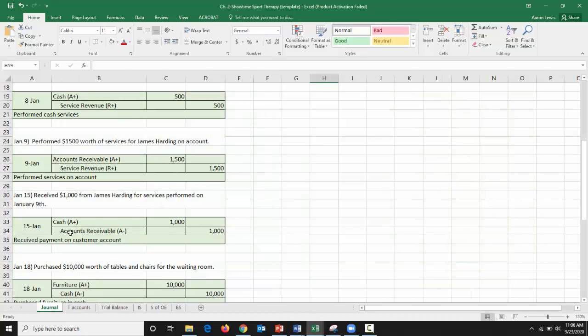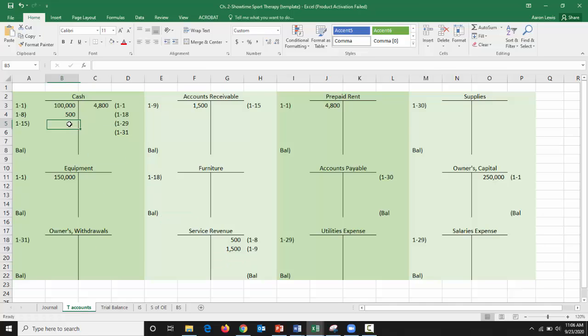In the next journal entry, we debited cash for $1,000 and we credited accounts receivable for $1,000. Let's do that to our T's as well. Let's put that $1,000 debit to cash into our T account.